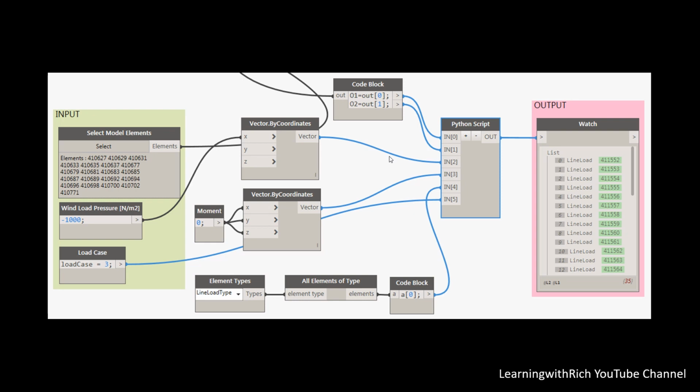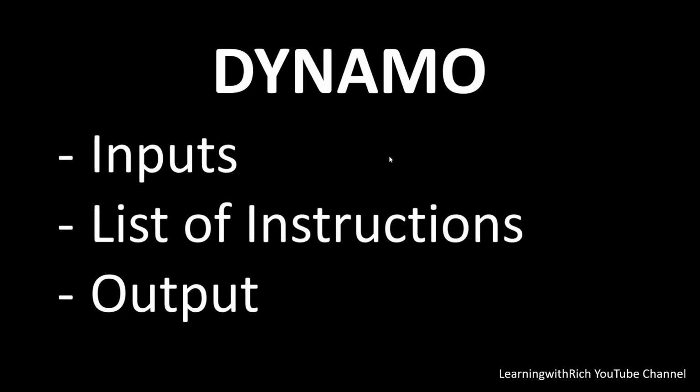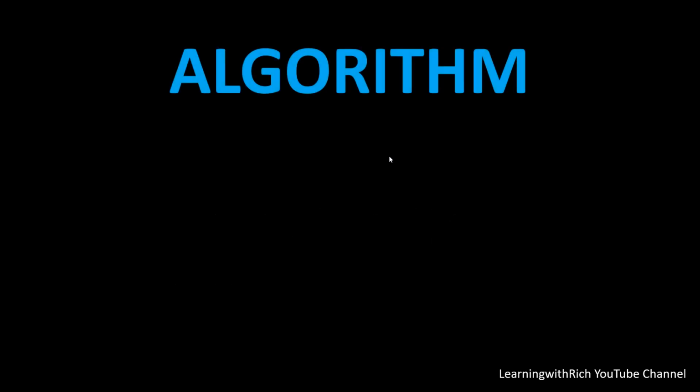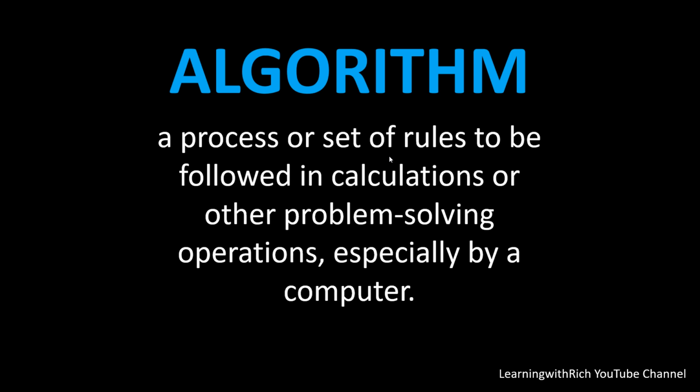So we were talking a while ago about algorithms. What is an algorithm? I actually had no idea about it, so I checked Google. An algorithm is a process or set of rules to be followed in calculations or other problem-solving operations, especially by a computer. So basically, we will be doing algorithms in design and BIM. There are lots of benefits if you use algorithms in design and BIM, basically if you use Dynamo.